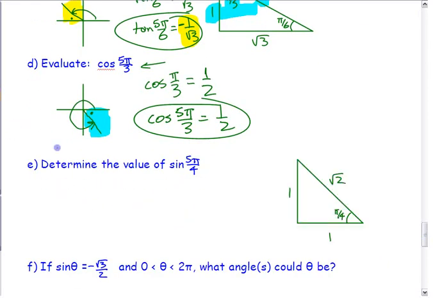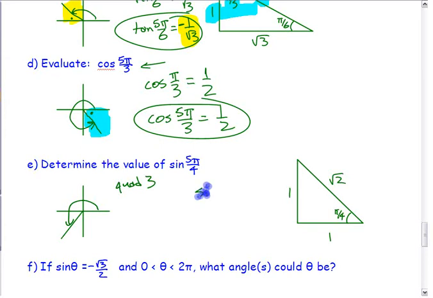Again, think about what quadrant it's in. Draw a quick picture of the thing, or keep that in mind. 5 pi over 4 is right there. That's 5 pi over 4. Think about 5 pi over 4, it's quadrant 3.